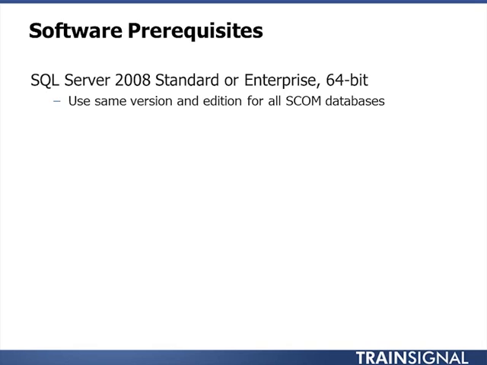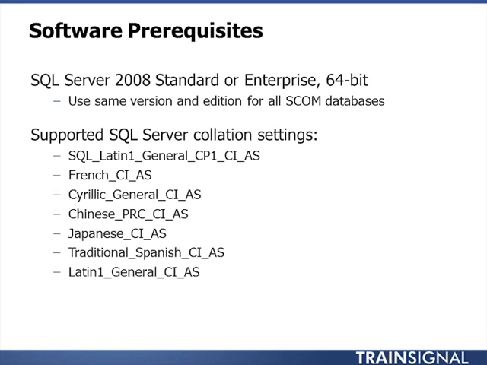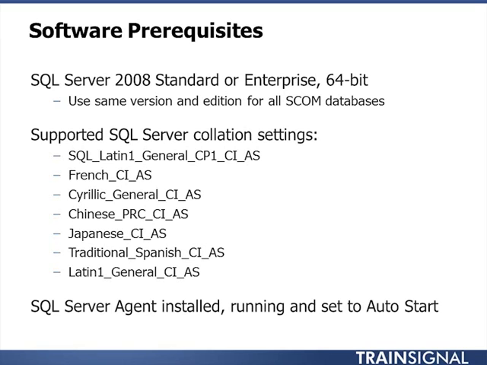There are a number of software prerequisites to keep in mind as you're moving forward with your Operations Manager journey. First of all, Operations Manager supports SQL Server 2008 Standard or Enterprise 64-bit. Make sure you use the same version and edition for all of your Operations Manager databases. From a collation settings perspective, what you see on your screen is what's allowed in an Operations Manager environment. For English-speaking folks, the SQL_Latin1_General_CP1_CI_AS collation is the one you'll choose. For other languages, obviously, you choose the language that makes the most sense for your region. Make sure you have the SQL Server Agent installed, running, and set to auto start.